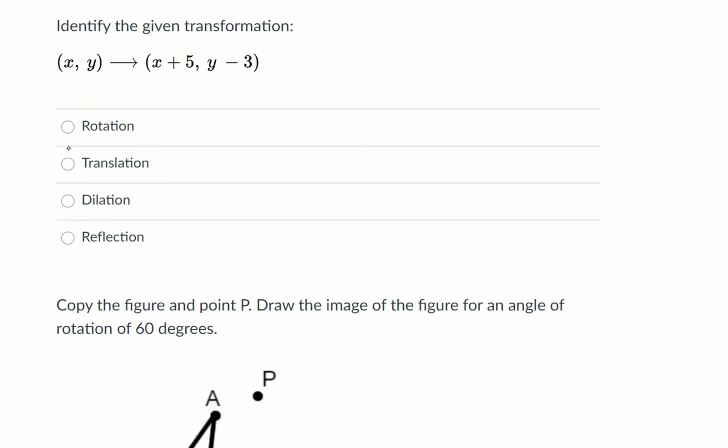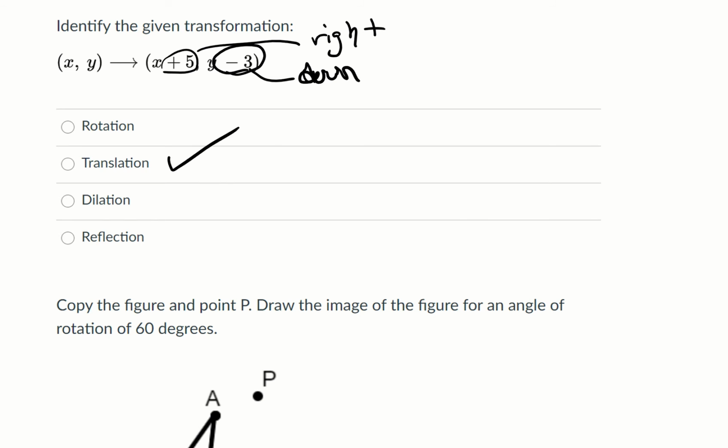All right, identify the given transformation. So we have xy being mapped to x plus 5, y minus 3. So this plus 5 indicates that it's being shifted to the right. This minus 3 indicates that it's being shifted down. And so this transformation is a translation. You're moving it to the right and down. So it's a sliding motion.